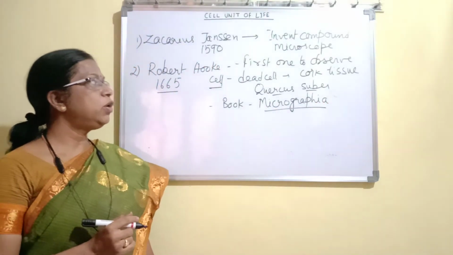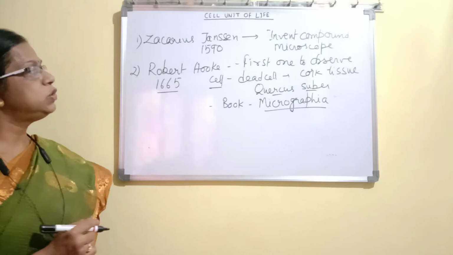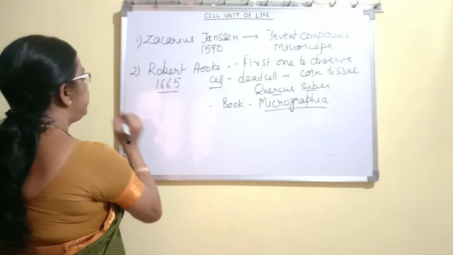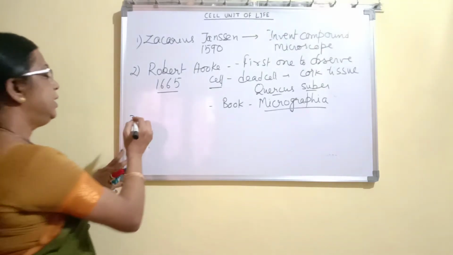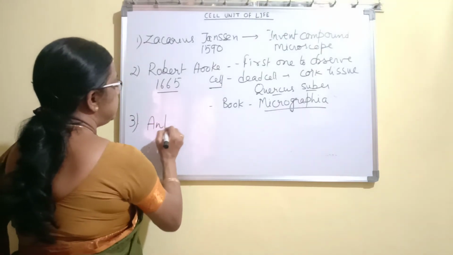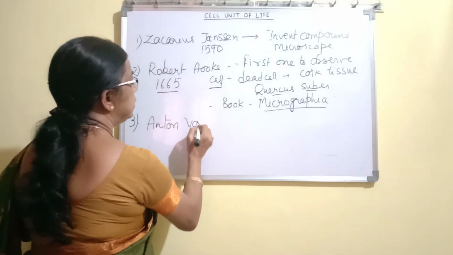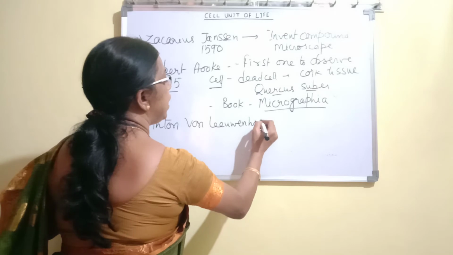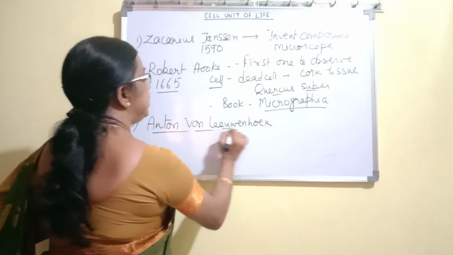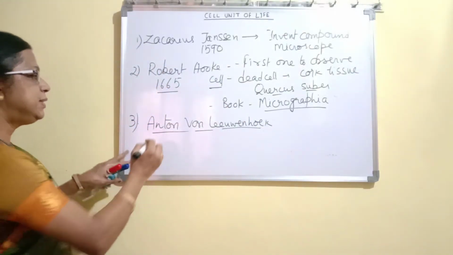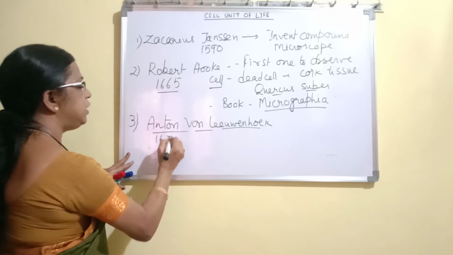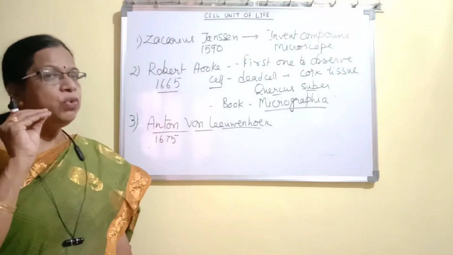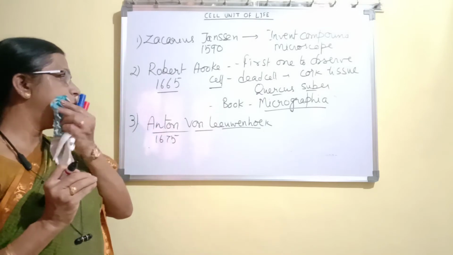That is the book written. He recorded all his findings, his observations in this book. The next important finding is by Anton von Leeuwenhoek, another scientist. This is sometime in the year 1675. Of course, years are not very important, but a few important findings you can remember the years.